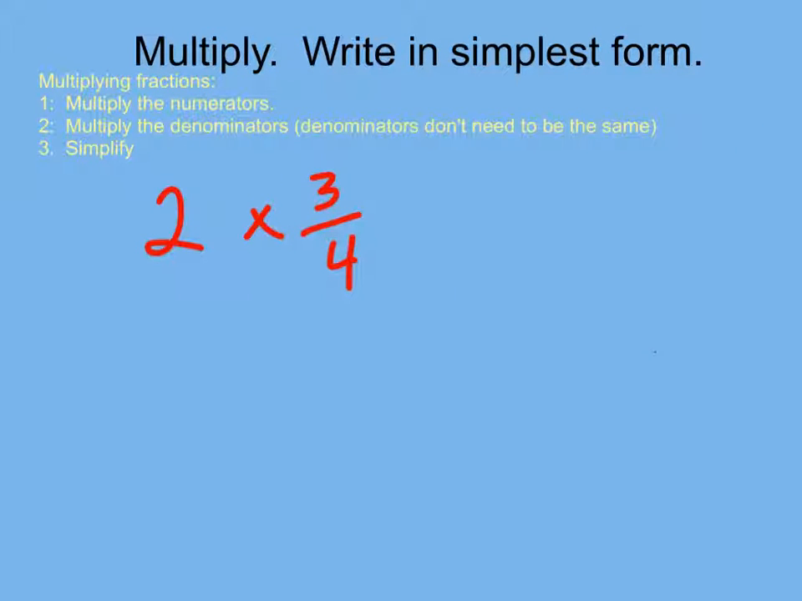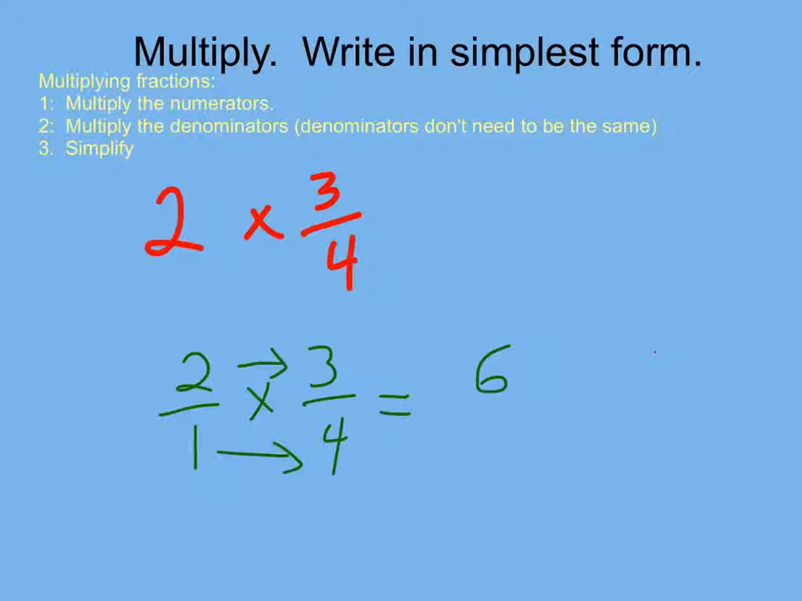So in this problem, I'm going to multiply a whole number, so 2 times 3/4. So the first thing I want to do is write my problem out. Remember, 2 as a fraction is 2 over 1, 2 wholes, times 3/4. Now I multiply my numerators, so 2 times 3 is 6. And now I multiply my denominators. 1 times 4 is 4.